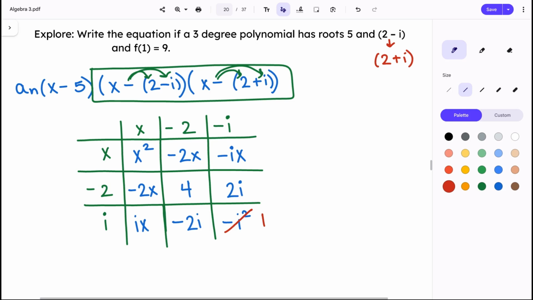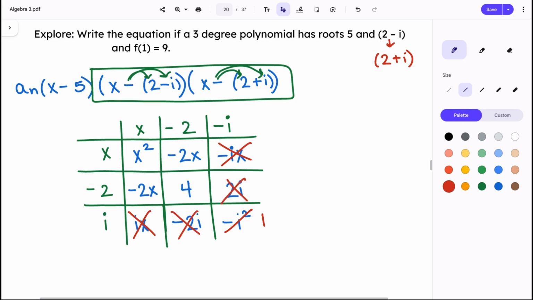Okay, look in that box. Do you see other terms that will cancel each other off? Which ones? The ix terms, because you got a negative here and you got a positive here. So I'm just going to cross those off. What else can we cross off? 2i and the negative 2i.